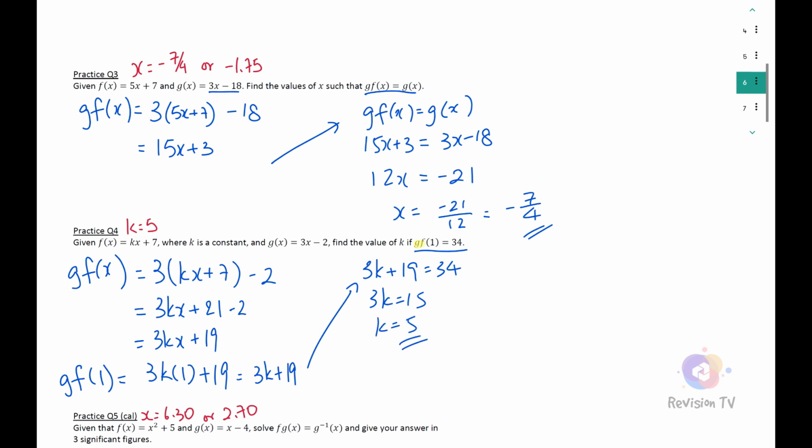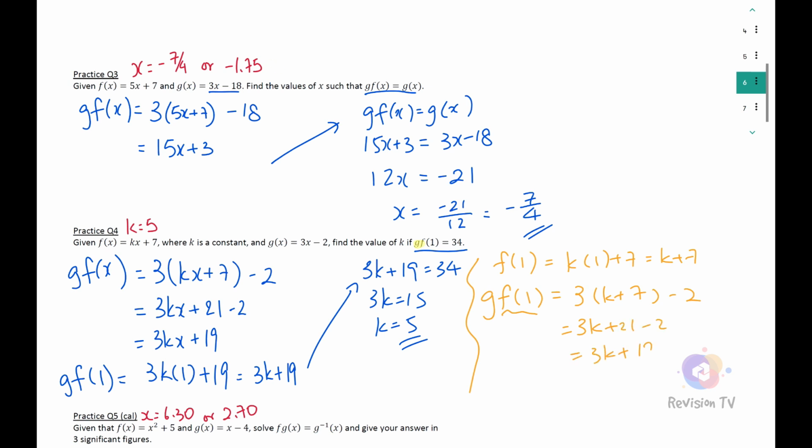Now what's the other method? The other method is g of f of 1. Why don't we work out f of 1 first? So f of 1 is k times 1 plus 7, which is k plus 7. Next, I'm going to do g of f of 1. I'll keep the structure of g, 3 something minus 2, but this time the x we're going to replace with f of 1, which is k plus 7. So expand the bracket, 3k plus 21 minus 2, which is 3k plus 19. You see we end up in the same step. And then you can go on and finish it off, and k equals 5.